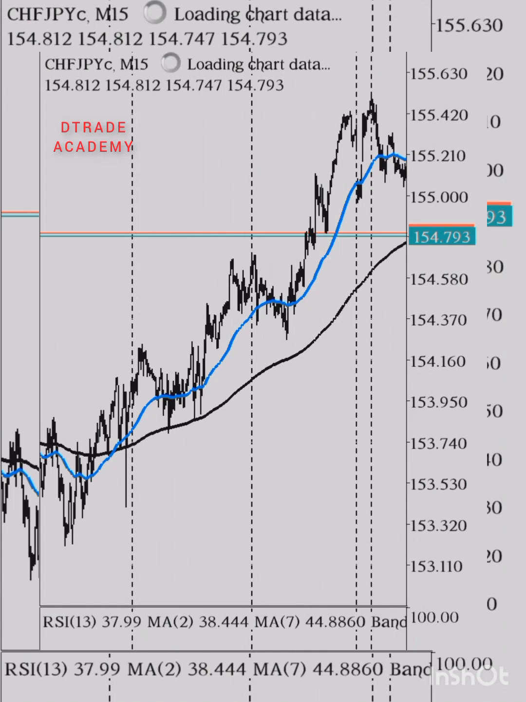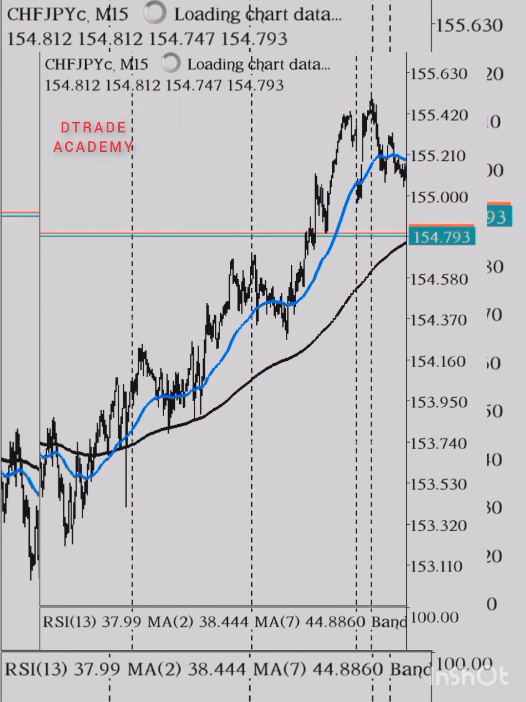Zoom in your chart just like this. Now, what do you see? We can see the candles, they are above our moving average. They are all up. So that means we are in an uptrend. The market forms higher high, higher low, higher high, higher low, higher high, higher low.